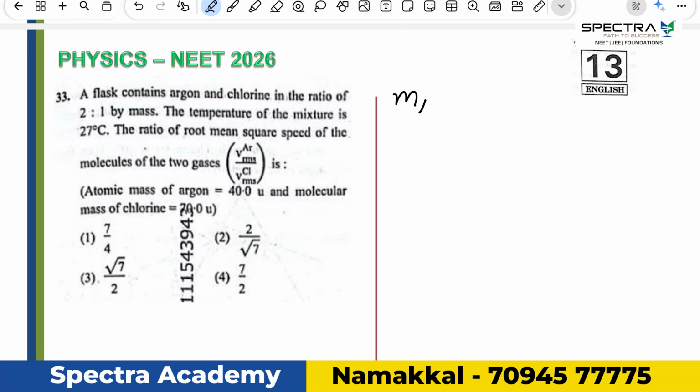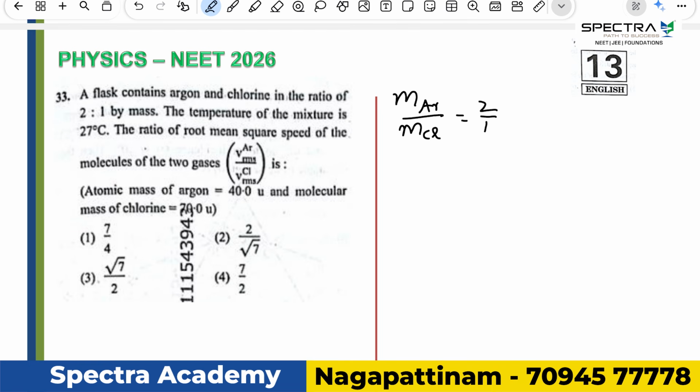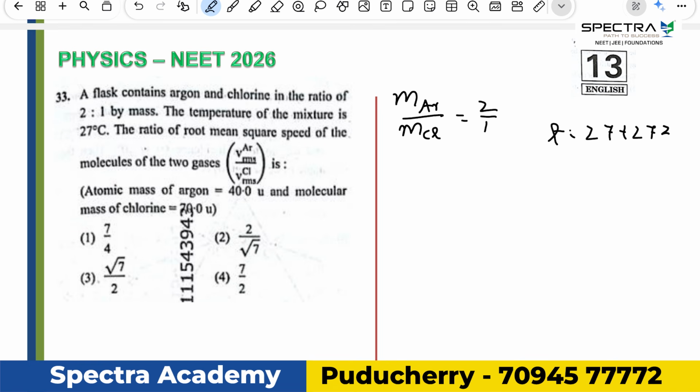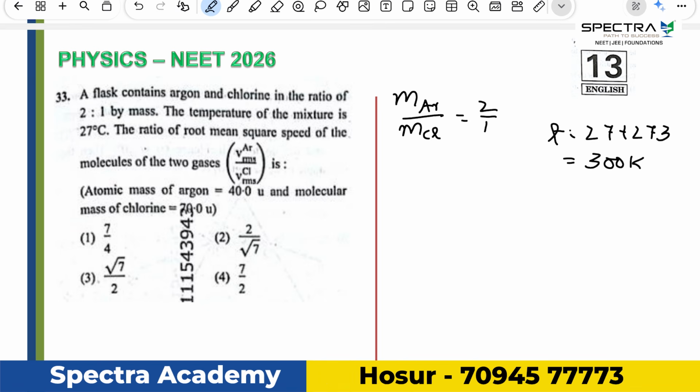So what have they given? The mass of the argon to the mass of the chlorine is in the ratio of 2:1. The temperature of the mixture is 27 degrees Celsius. Whenever we take 27 degrees, let's convert it into Kelvin; you will get 300 Kelvin. So the mixture is at a constant temperature of 300 Kelvin.